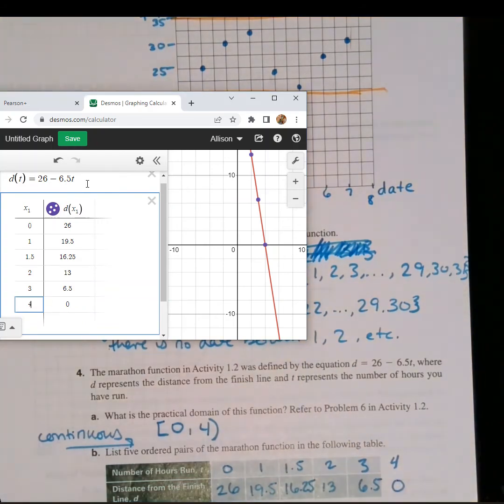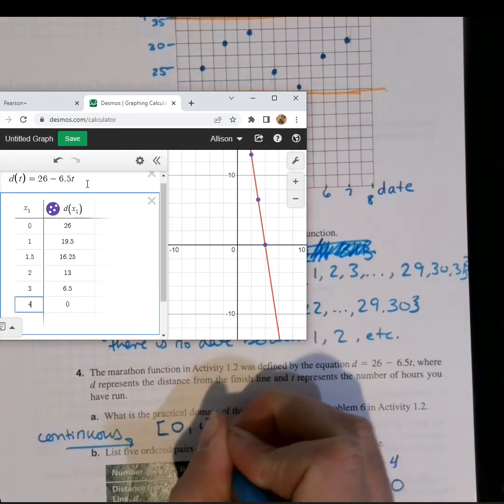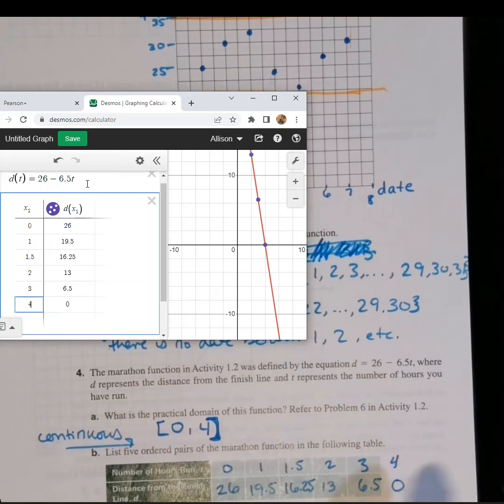Interesting. I must have typed something wrong when I did this in the last section, and I apologize. 'Cause I got 0 here, and I thought I had a negative last time, but I may have not done something right, and I don't know what it was. But that's going to prompt me to bracket this. Because at 4 hours, I finished the race, and I want to include that 4.